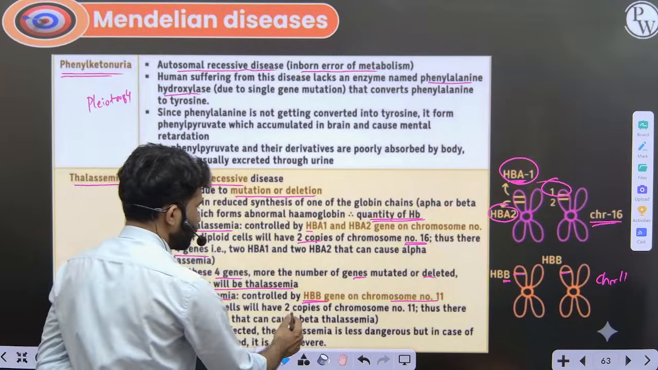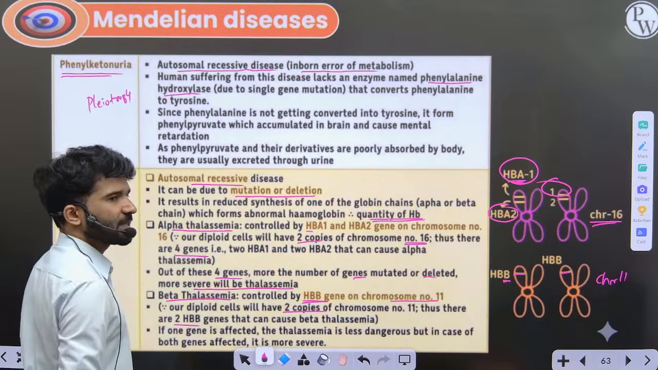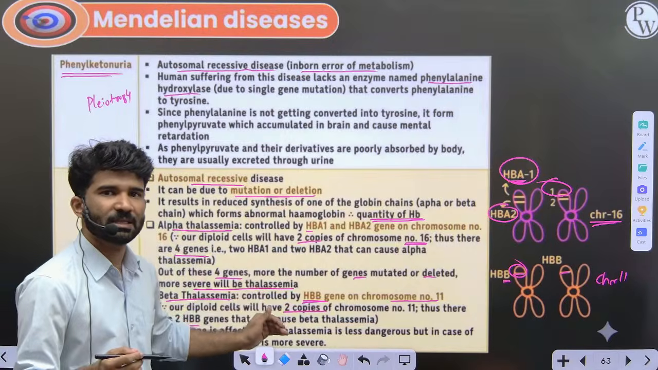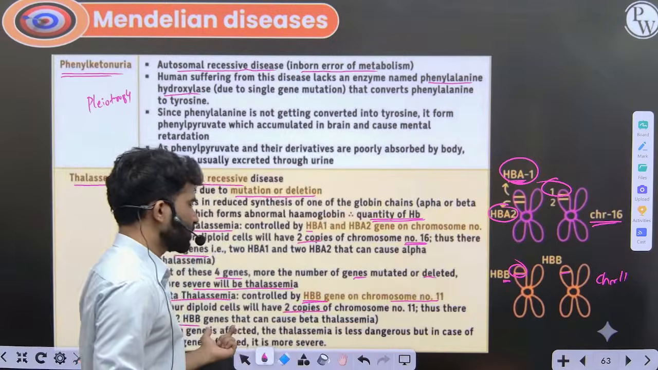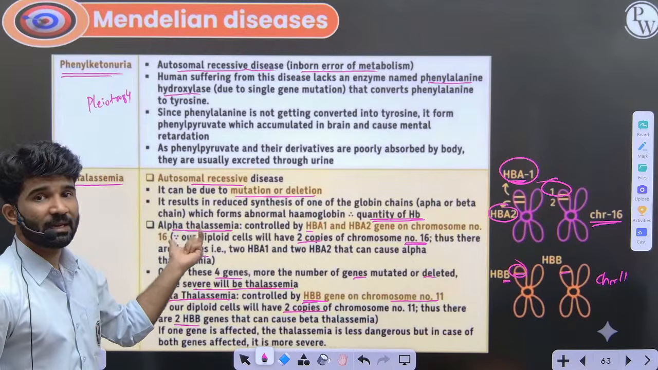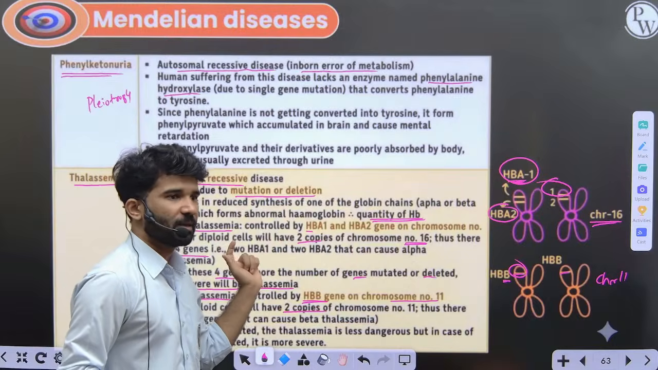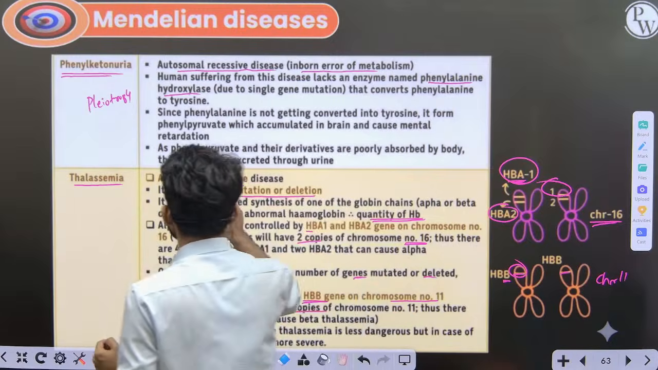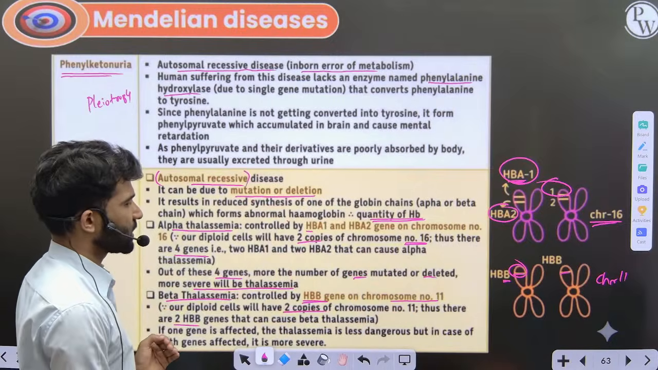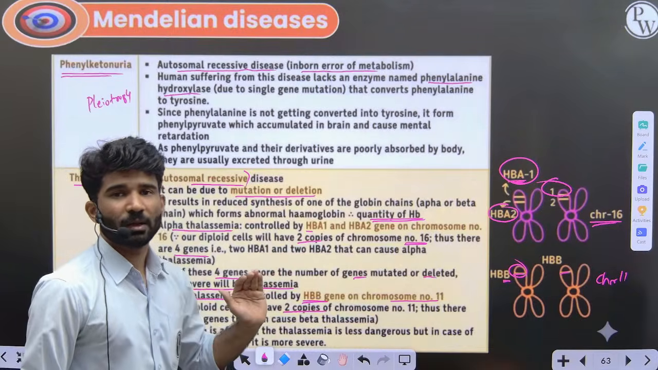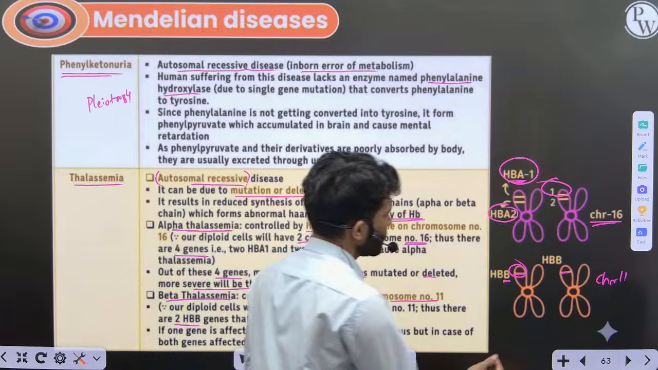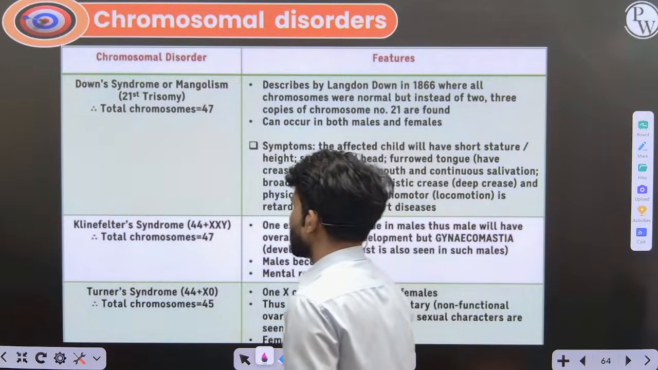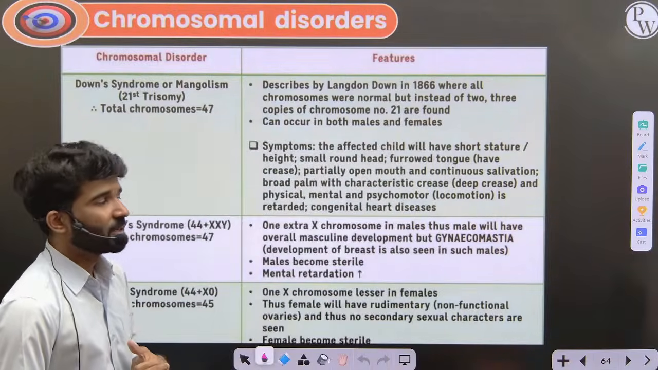Diploid cells have two copies of the chromosome, so two HBB genes are present. If one is affected, the condition is less severe. If both genes are affected, the condition is more severe. It is a quantitative hemoglobin disorder, so if more genes are affected, the severity is more. That is also an example of an autosomal recessive disorder, caused by the mutation or deletion of a particular gene. These are Mendelian disorders. Now we will move to the chromosomal disorders.